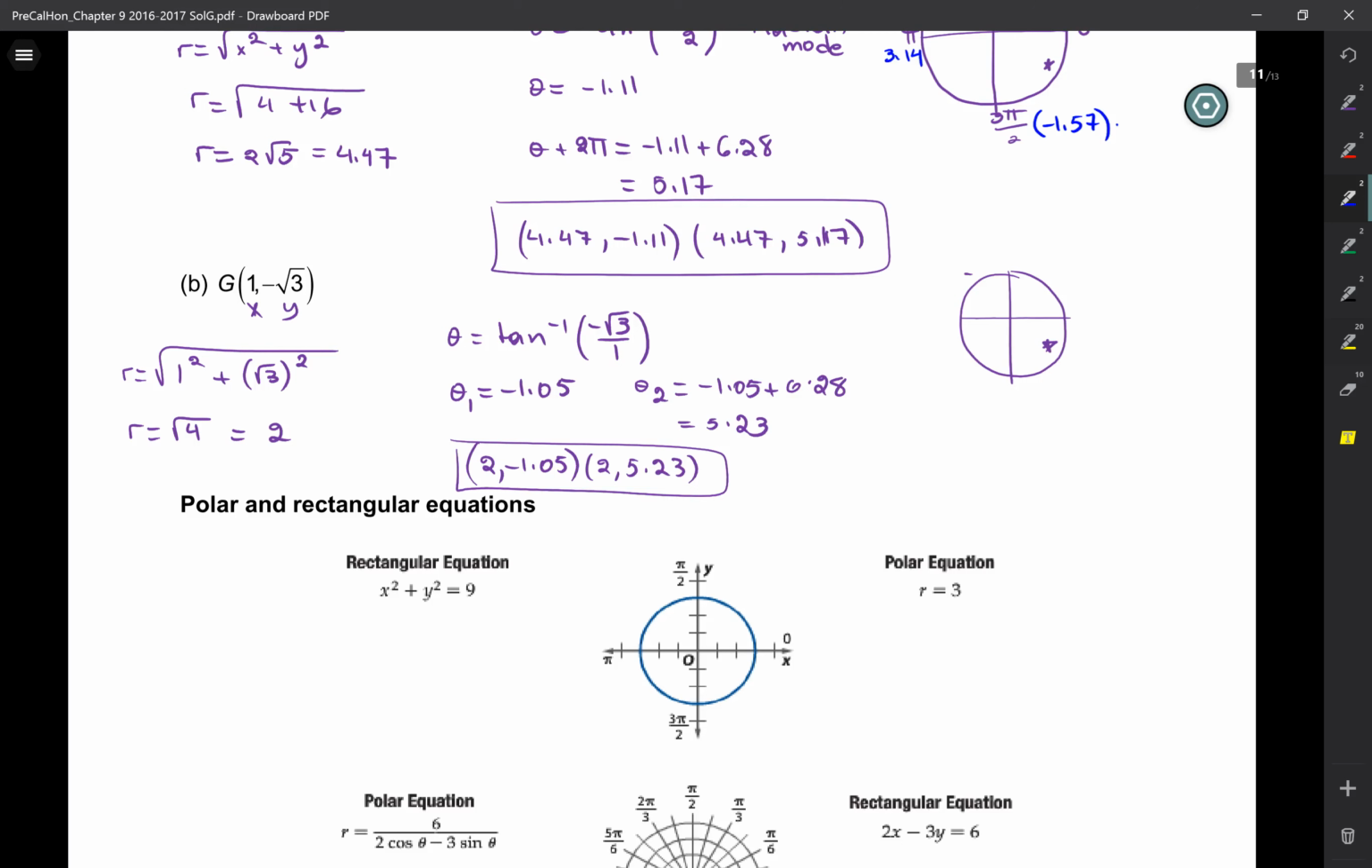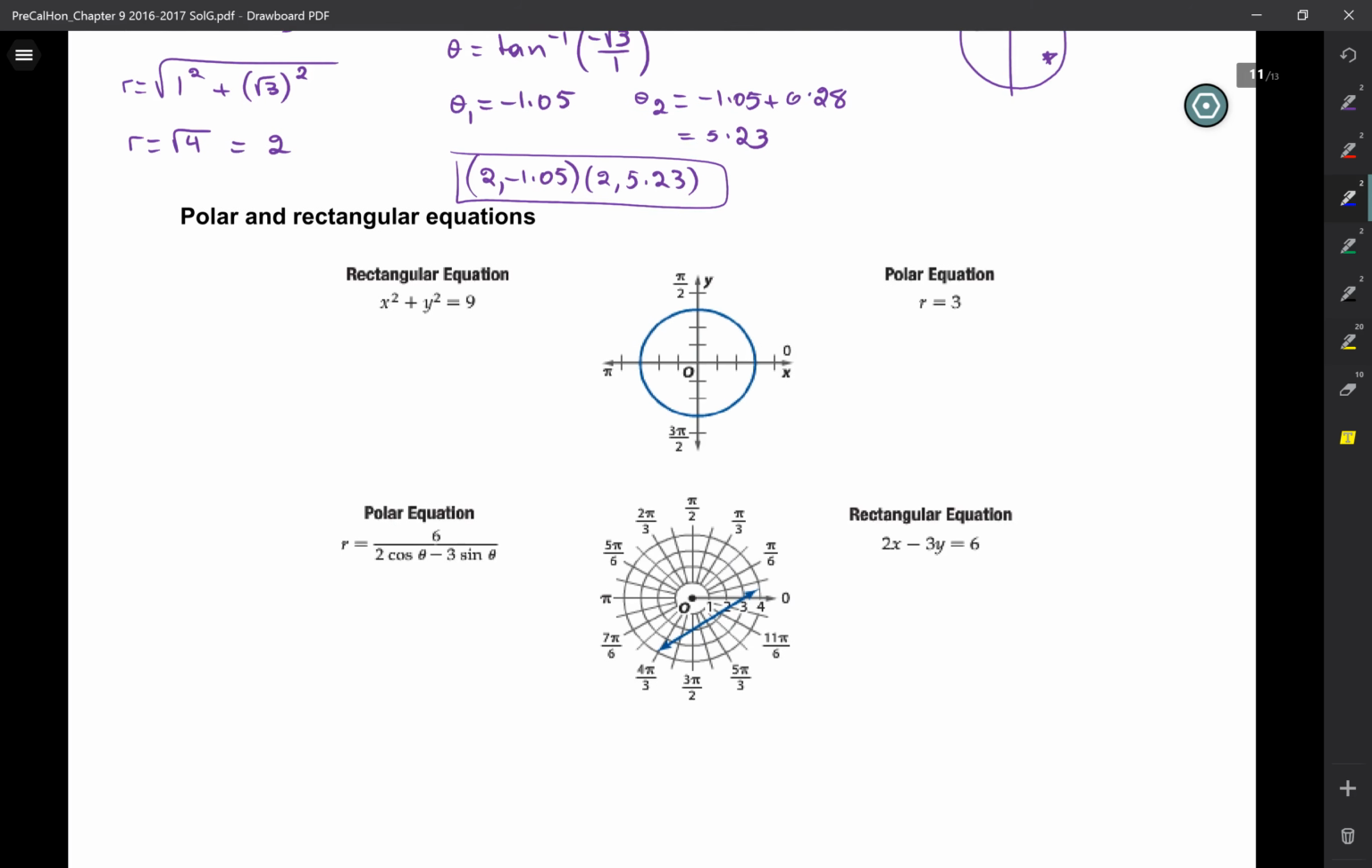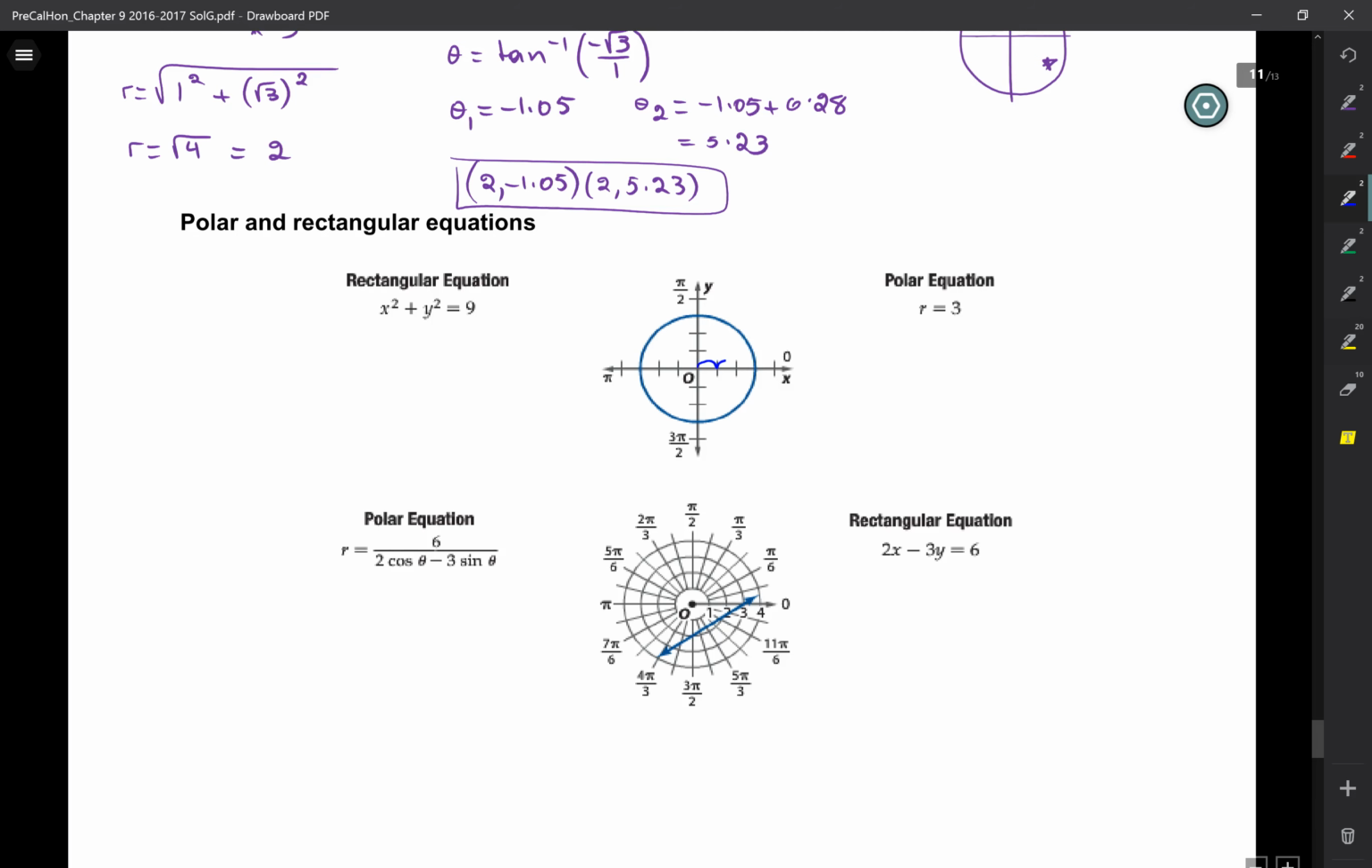So here, if we take a look at the diagrams down here, we're still figuring out ways of how to go from polar to rectangular and vice versa. If you take a look at this circle, it has a radius of 3, and you can see here 1, 2, 3. So in rectangular coordinates, the equation of it would be x squared plus y squared is equal to 9. Okay? Well, what would it be in polar coordinates?